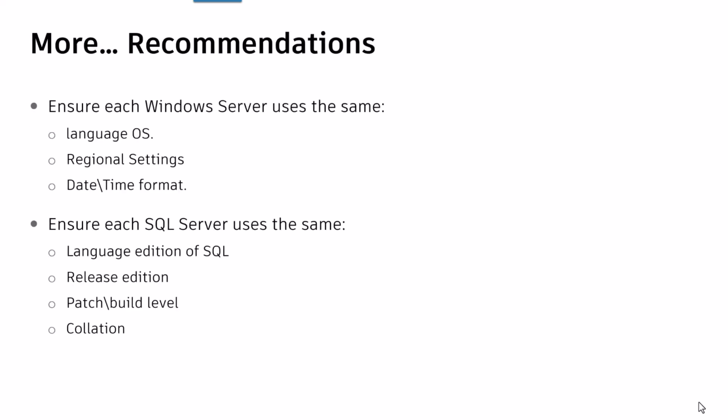Other recommendations are ensure each Windows server uses the same language, operating system, regional settings, date and time format. Ensure each SQL server uses the same language edition of SQL, the release edition, and the patch build level, and also make sure that the collation is the same.